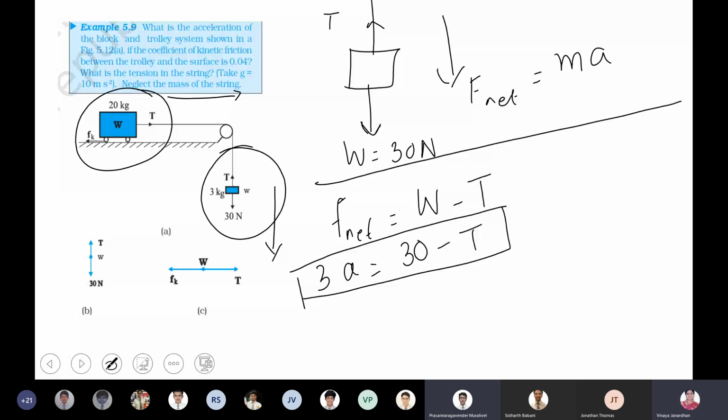11B boys, I'm not calling you today. Are you able to understand? Yes, ma'am. I'm just drawing for now. It's only for the block. Then I'll go for the trolley. If you have completed, I'll go for the trolley.